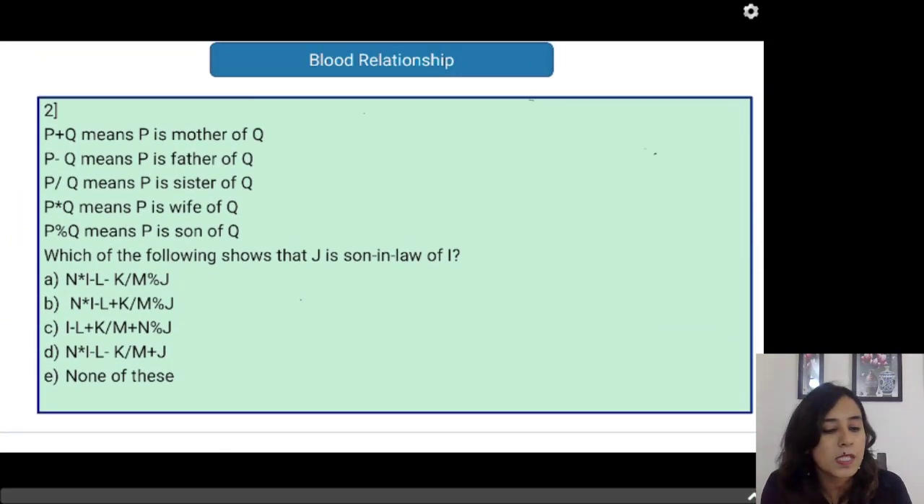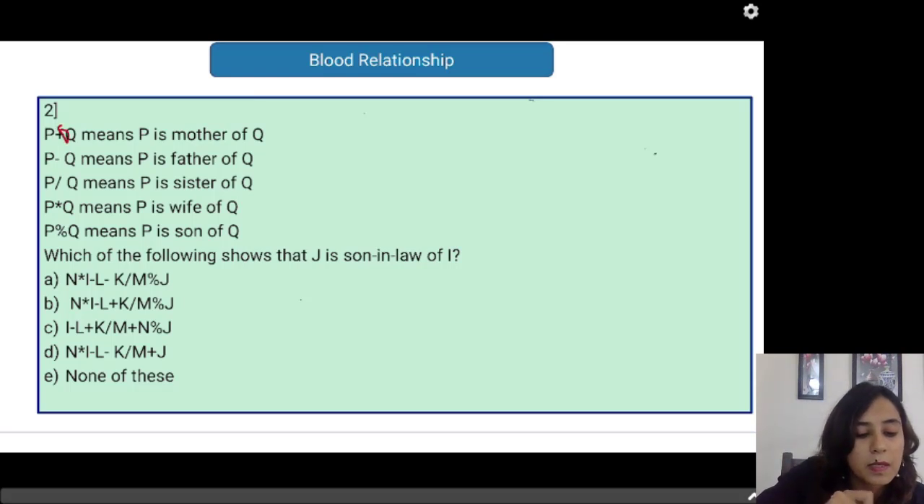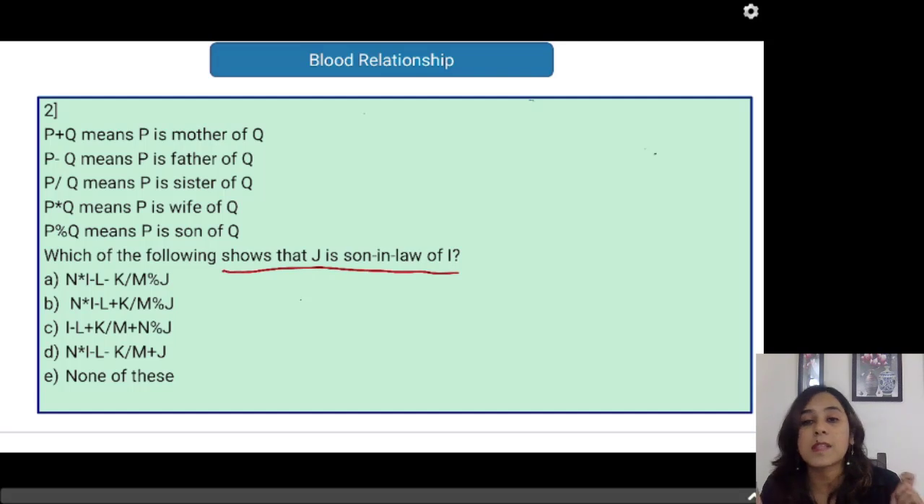Right, now let's go to the next question. Here we are given a few symbolic relationships, and we have to find out which of the following statements means J is the son-in-law of I. So guys, you have to check each and every option, and whichever option satisfies the relationship that J is the son-in-law of I, that particular option is the right one. So guys, your 1 minute timer starts now.